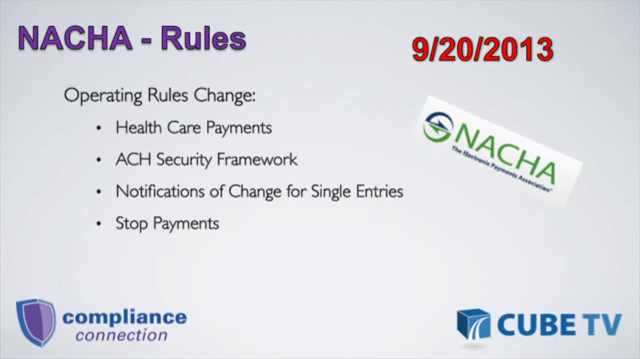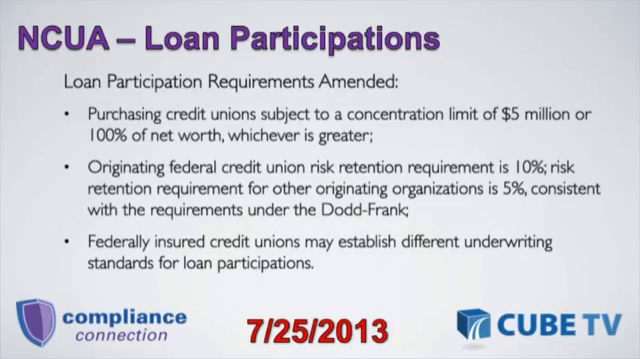to a non-consumer account has been revised to incorporate two additional conditions under which a stop order would lapse. The first is the withdrawal of the stop payment order by the receiver, or the return of the debit entry to which the stop payment order related. This new rule incorporates these additional conditions, reflecting current business practices and aligning to a greater extent the corporate and consumer stop payment rules. Now on to the NCUA loan participations.